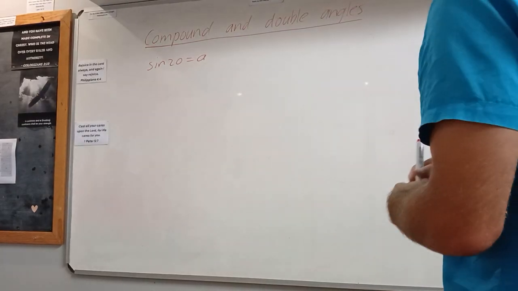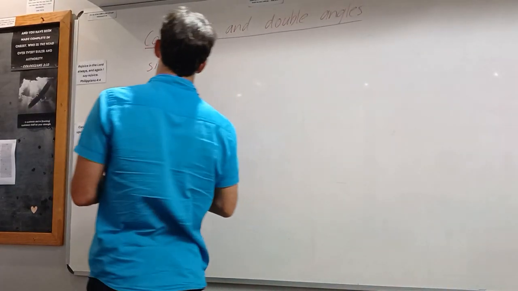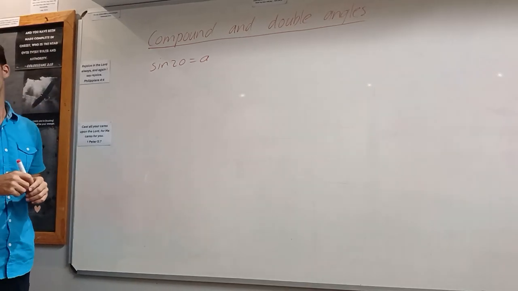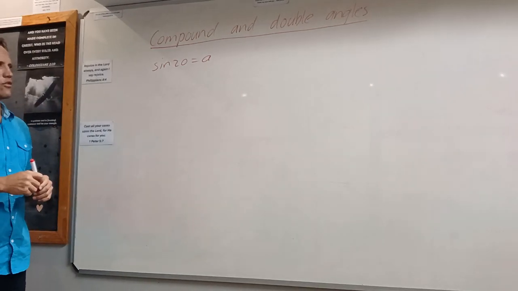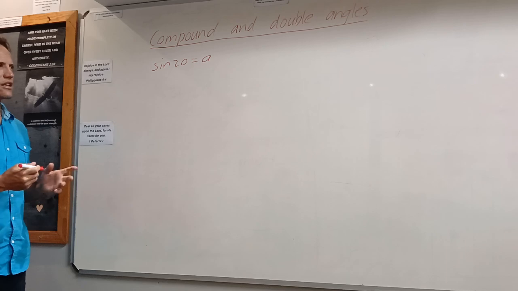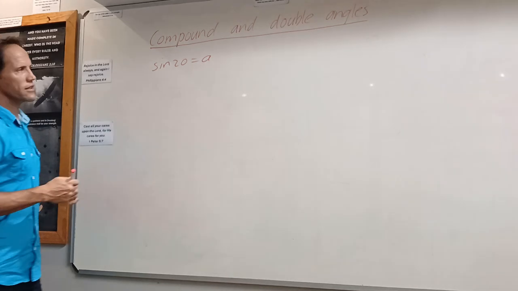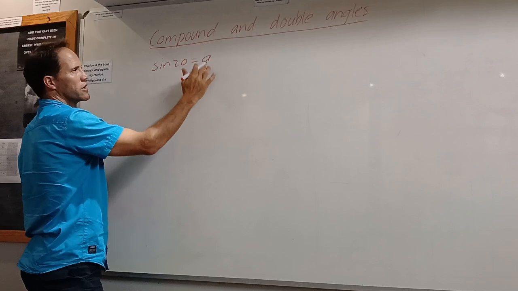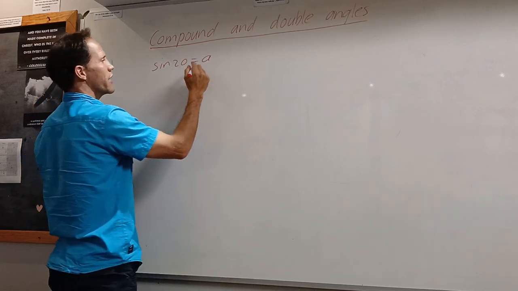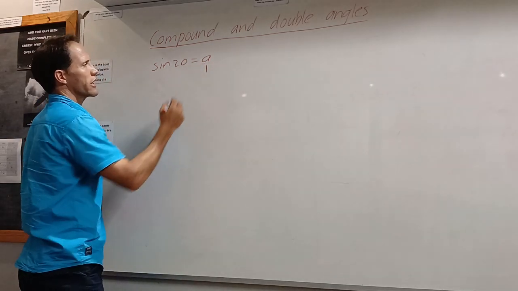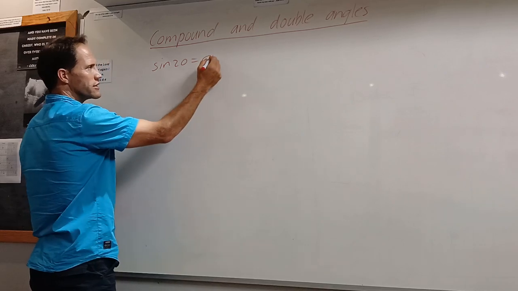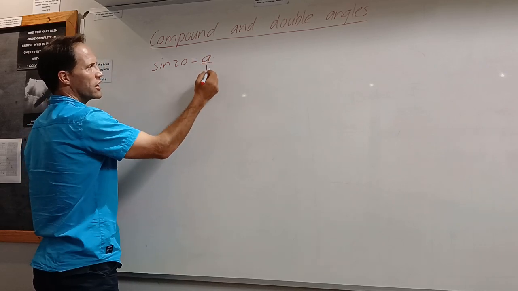So if we say sine 20 equals A, you can start by making a triangle out of it. Obviously, if you want a triangle, sine must be opposite over hypotenuse. So you're going to have to put it over 1 to make it opposite over hypotenuse. Now we can say opposite over hypotenuse is A over 1.